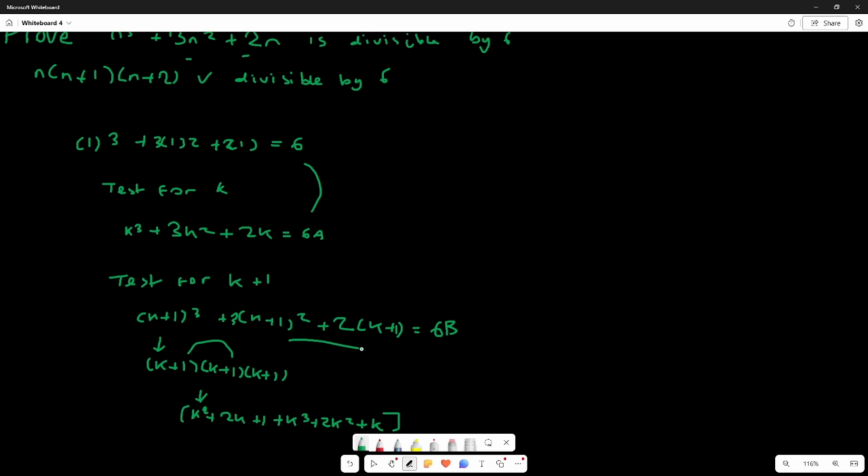And next is this thing here, which will give us 3k squared plus 6k plus 3, which will give us 2k plus 2.